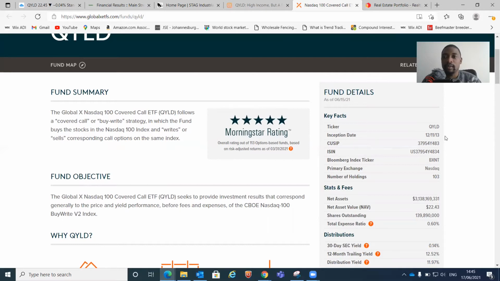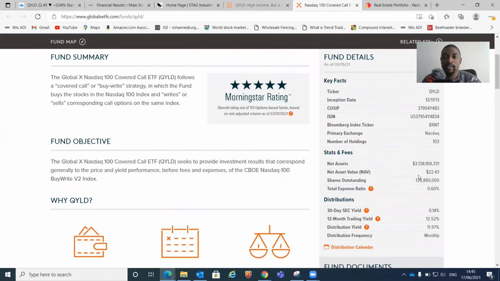The ETF was established in 2013. So there's a lot of information. About 100 companies are covered by this ETF. The net asset value, which is the selling price according to this website, is $22.43.